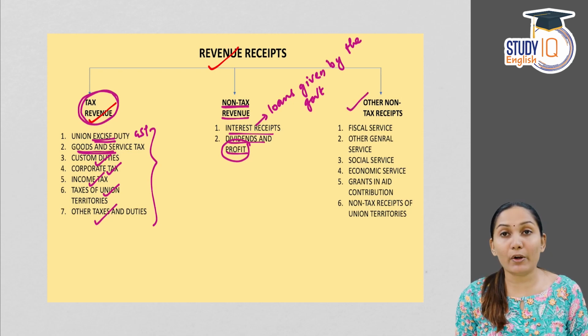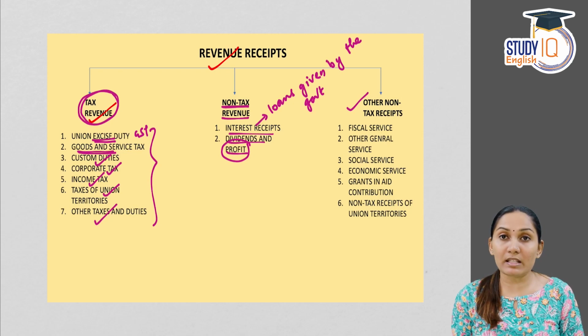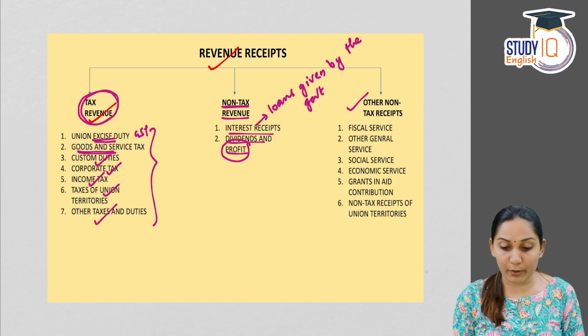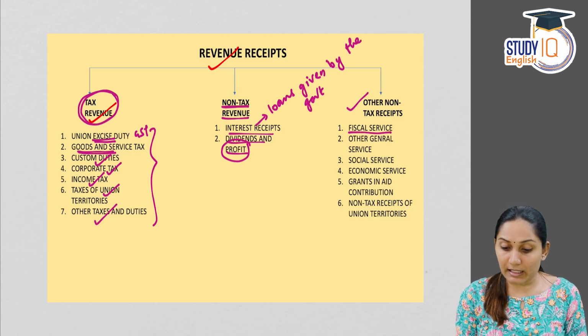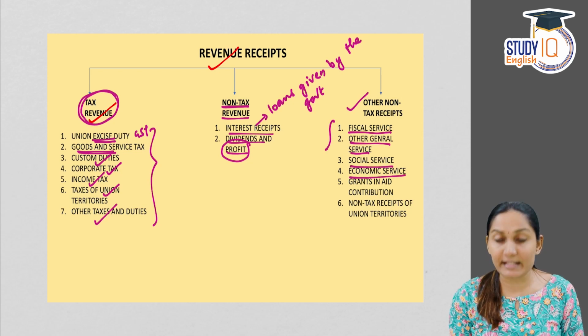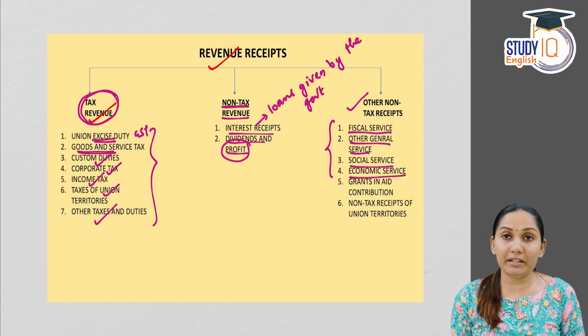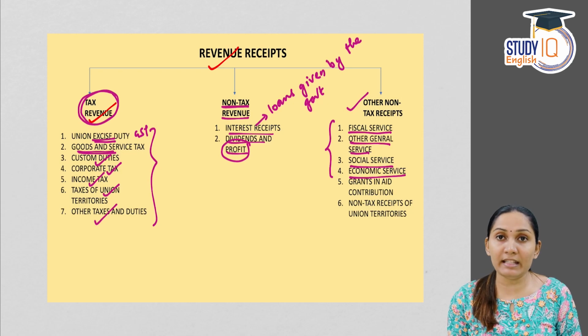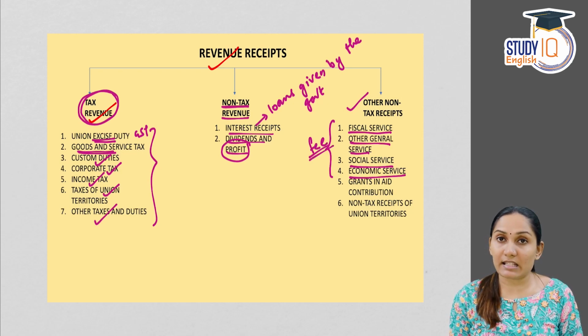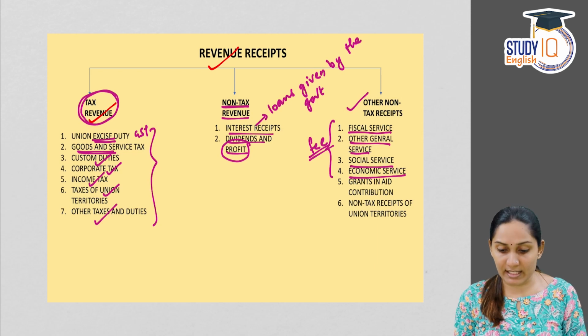Next is other non-tax receipts. That is those receipts the government receives other than taxes and also other than interest and dividend and profit. Fiscal services, other general services, social services, economic services. All these kinds of services are provided by the government. And for rendering these services, the government receives some fees. So all these fees come in the form of non-tax receipts, others, or other non-tax receipts.